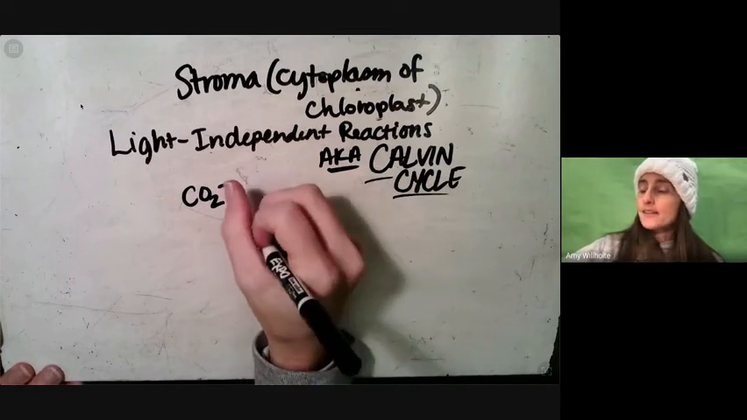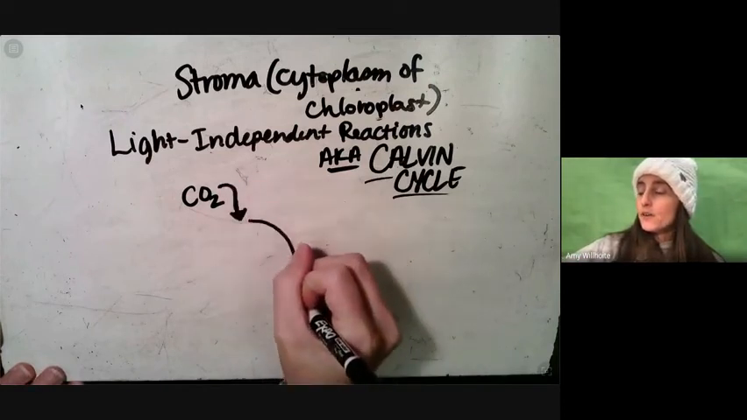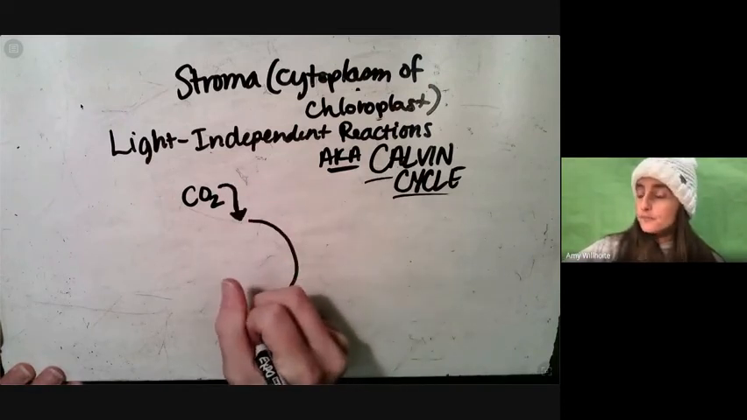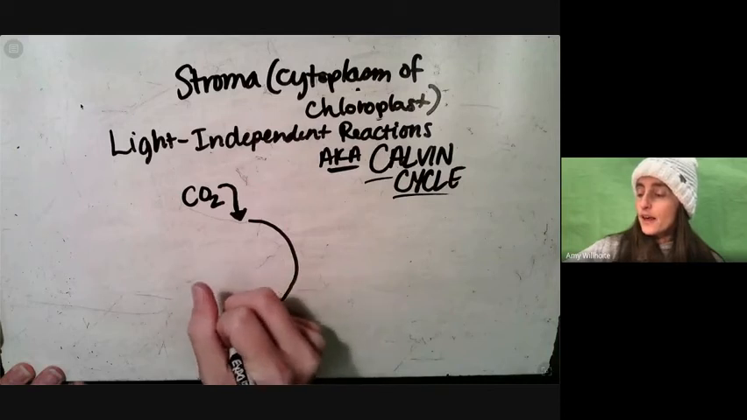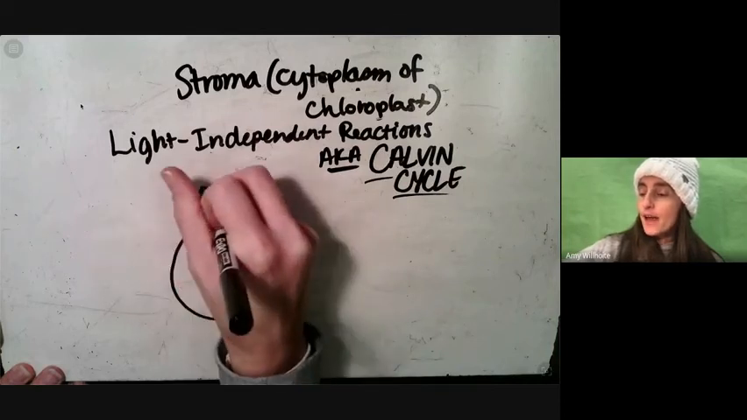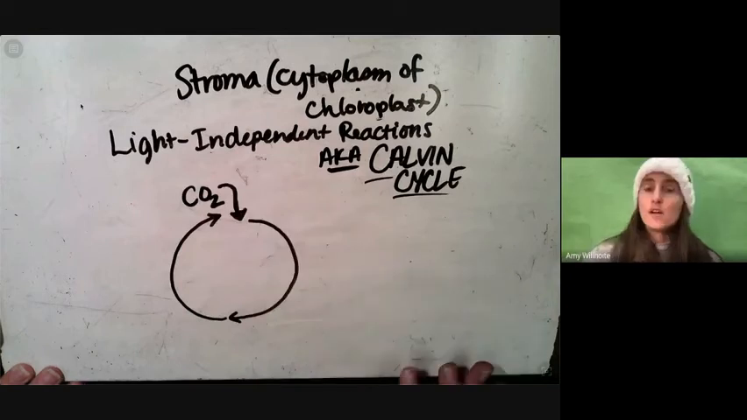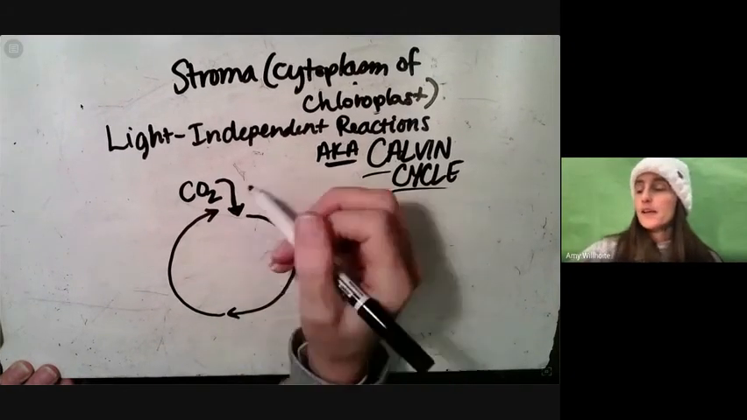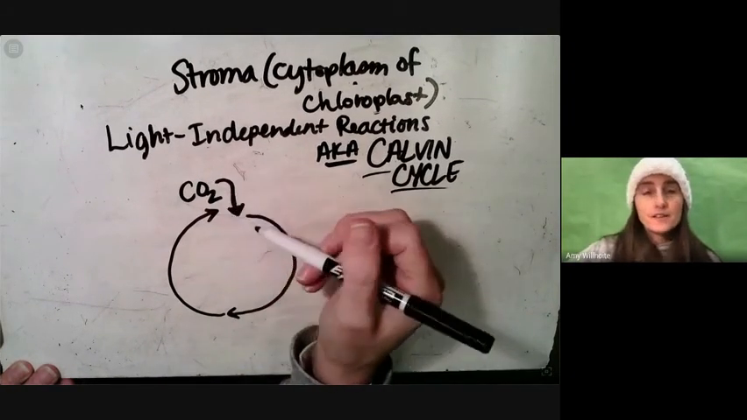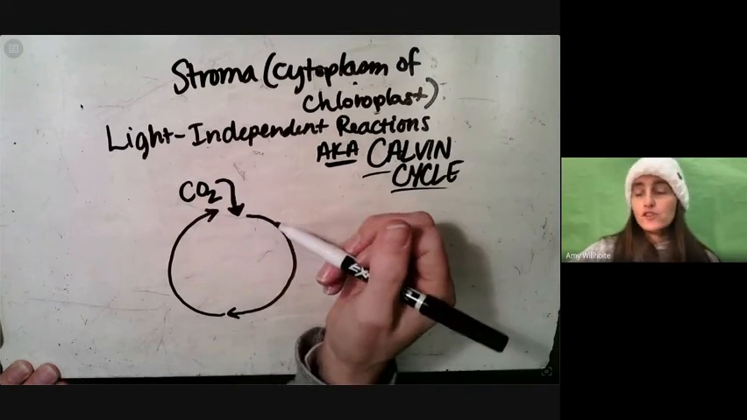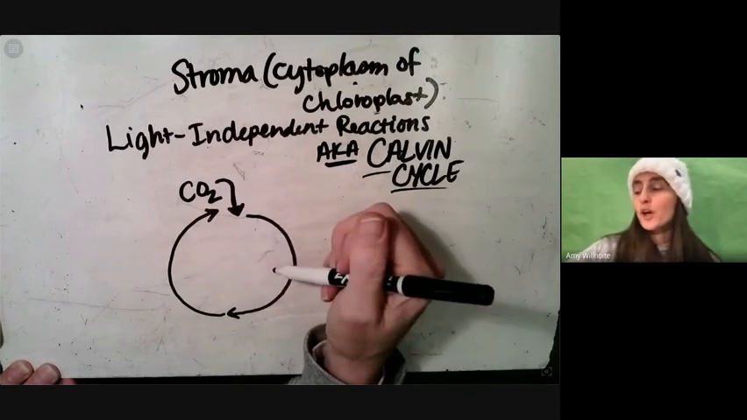And it has this cycle, okay? And so I'm going to draw a little cycle here. And like I said, I'm not going to get very in depth with it. There's 3 phases to this cycle. The carbon dioxide has to be fixed. So it has to be changed. And so we have to go through a fixation period.